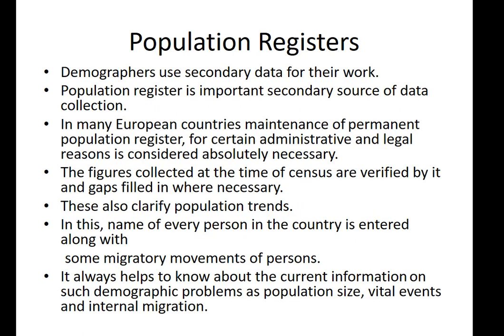Now, the fifth method is population registers. Demographers use secondary data for their work. The population register is an important secondary source of data collection. In many European countries, maintenance of a permanent population register for certain administrative and legal reasons is considered absolutely necessary. The figures collected at the time of census are verified by it and gaps filled in where necessary. These also clarify population trends.